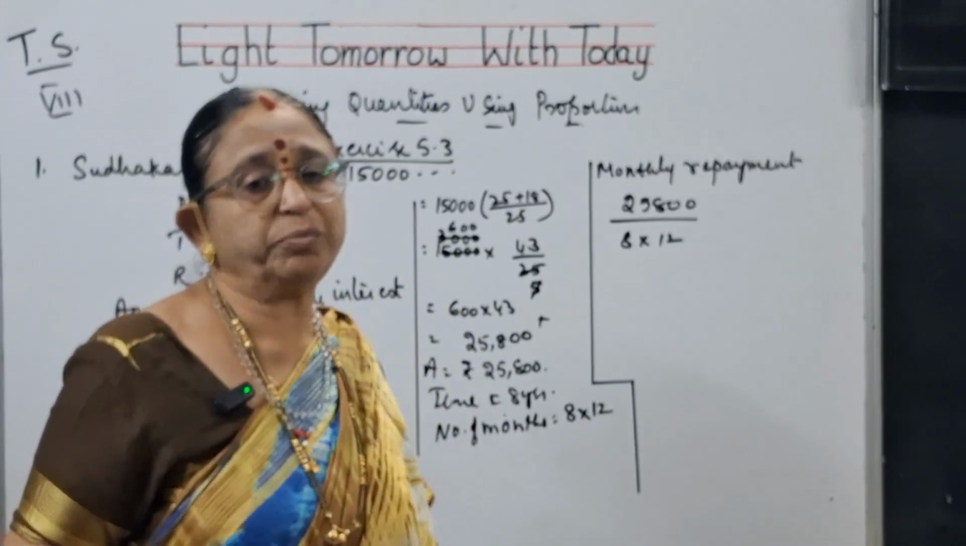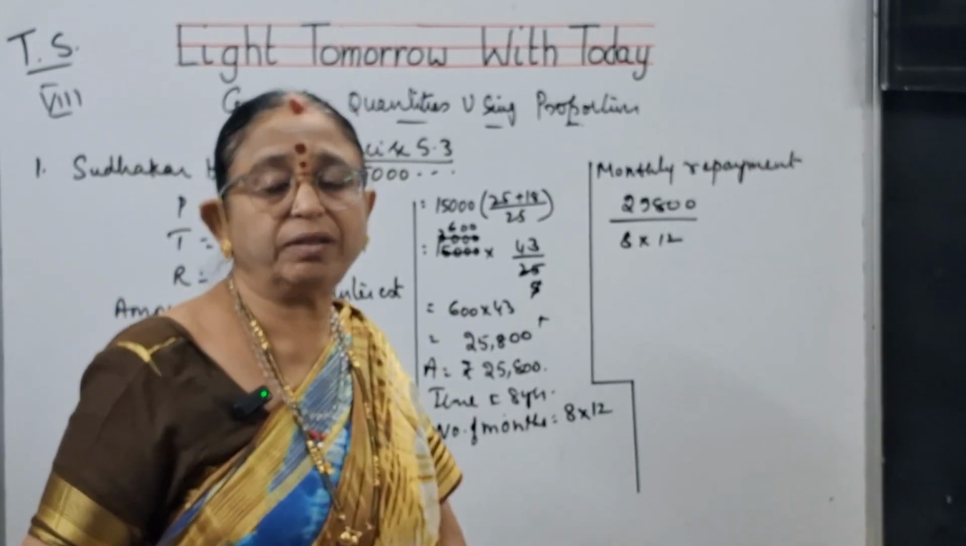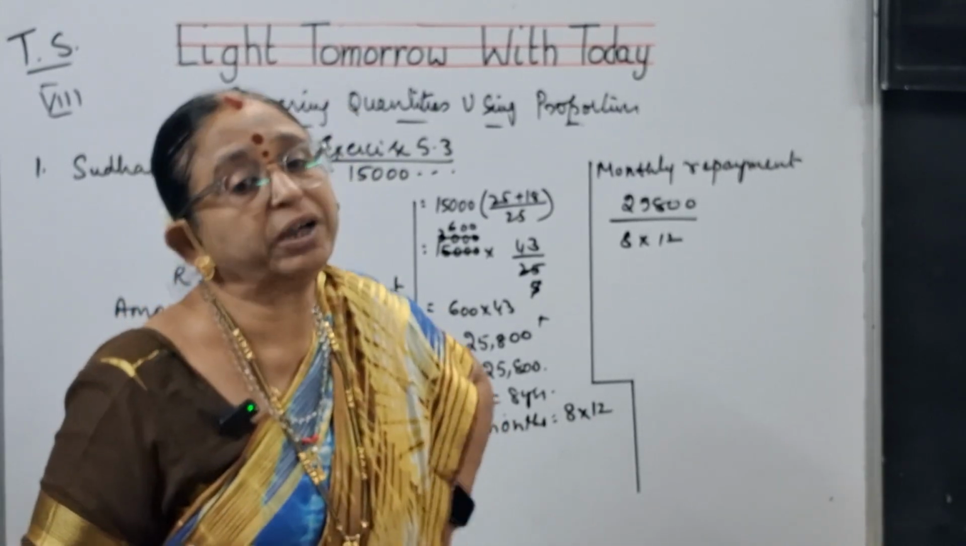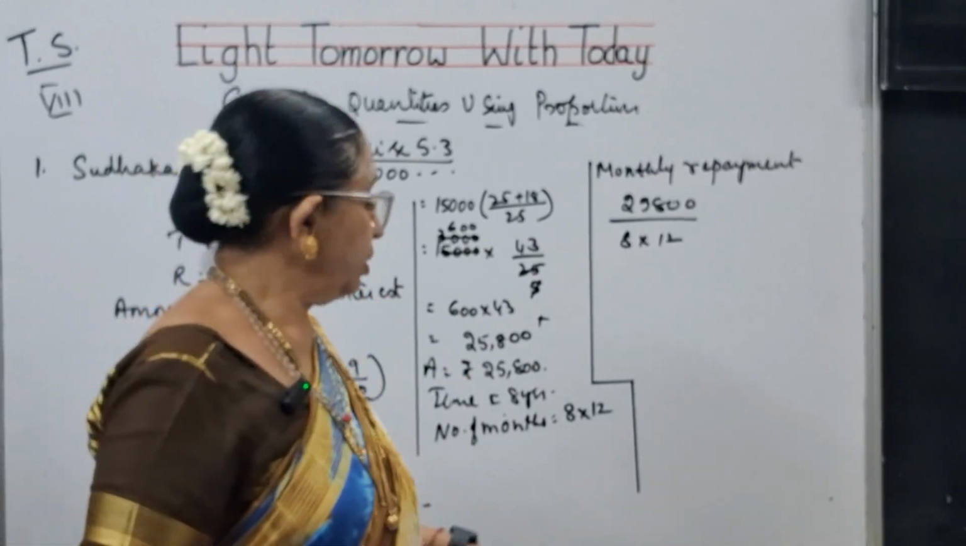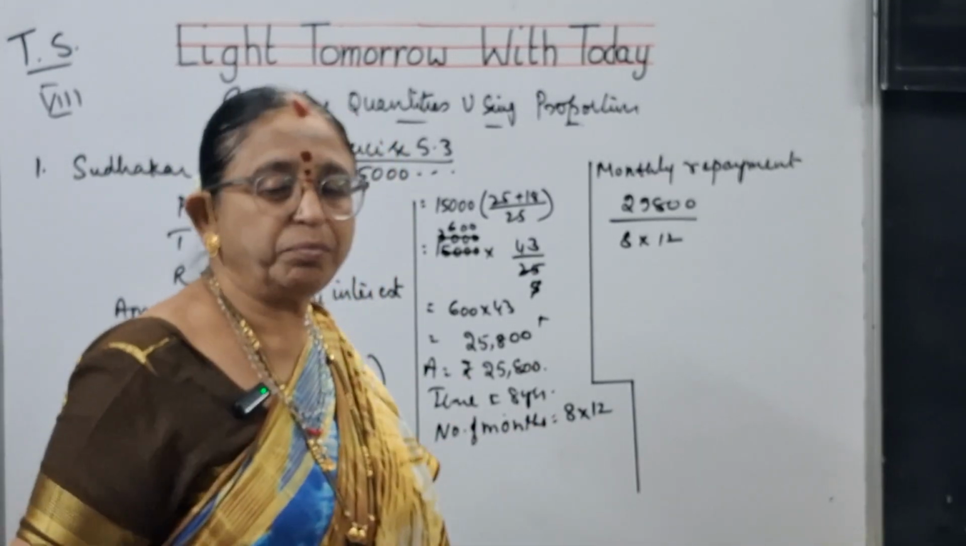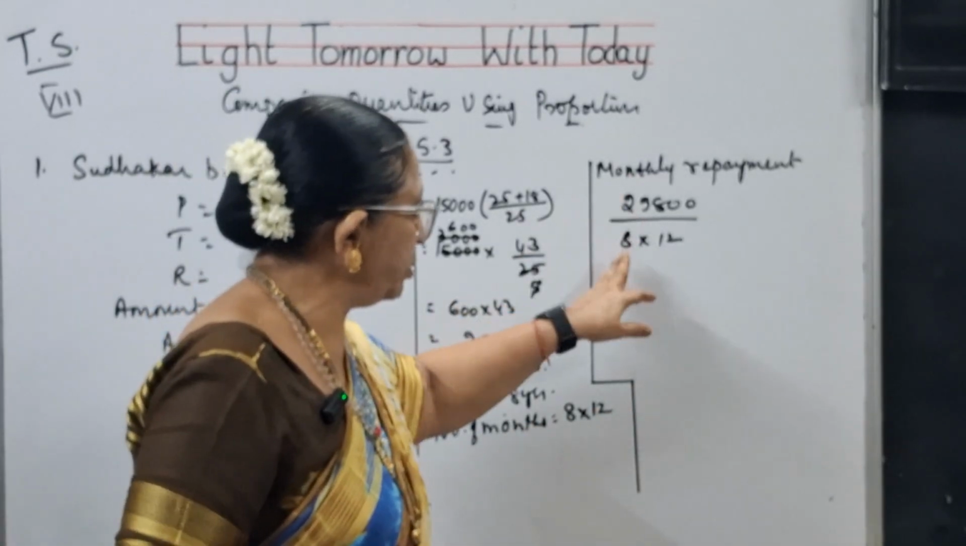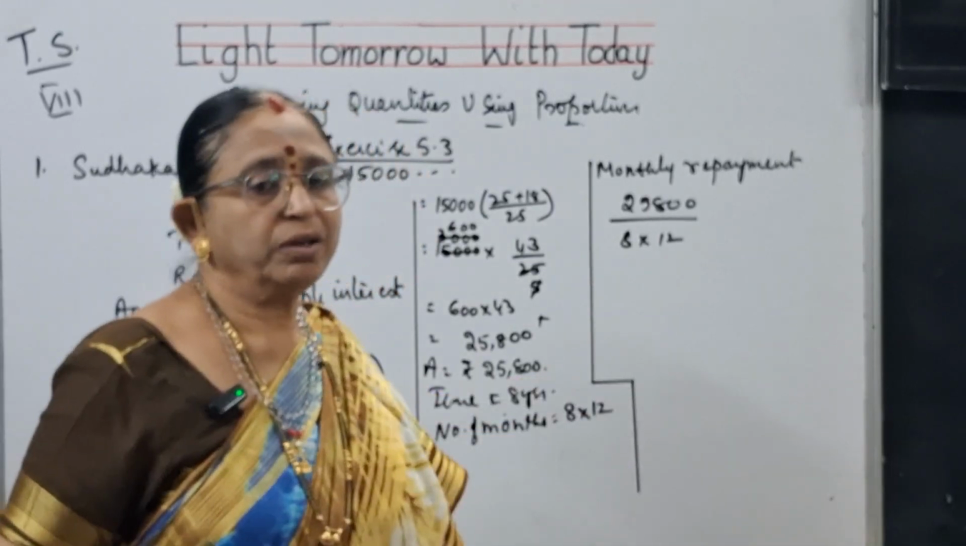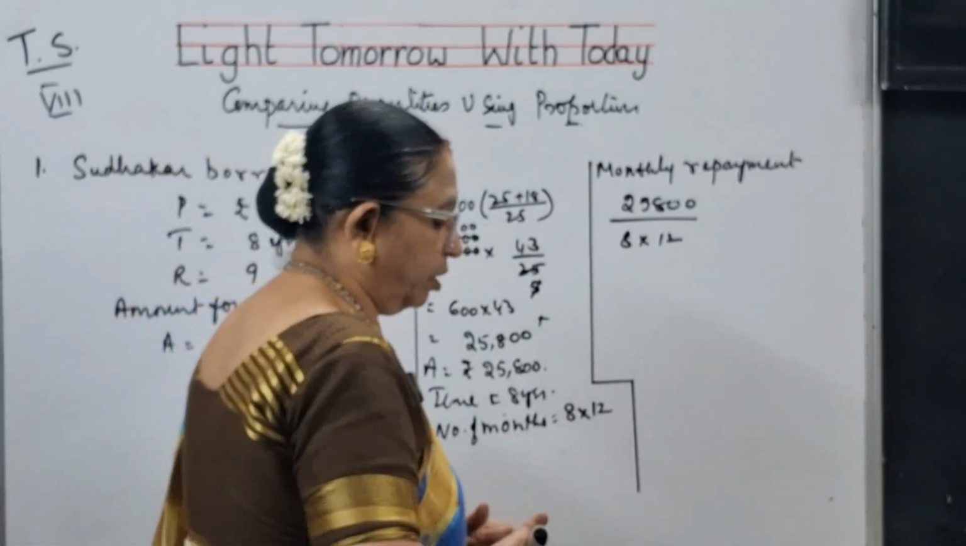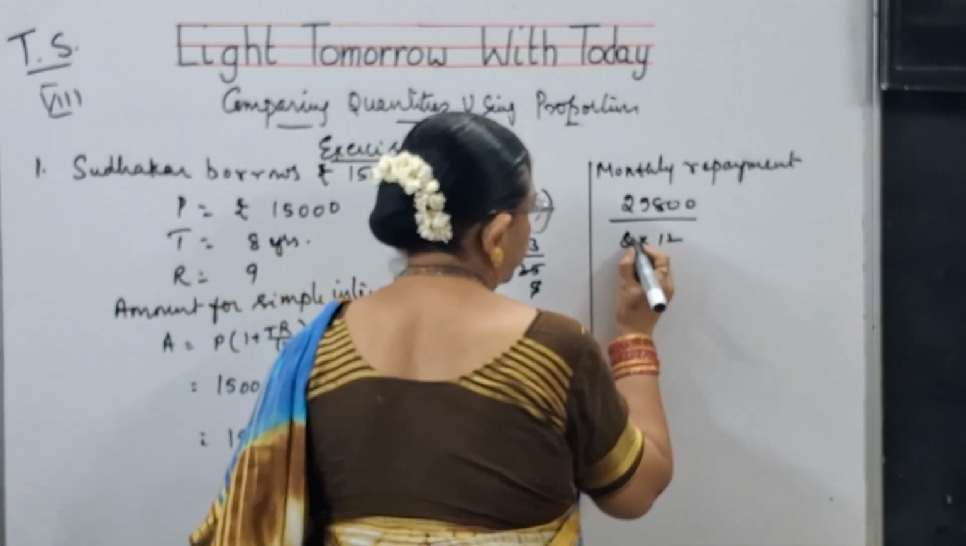1 year means 12 months. 8 years each month they are saying. So total 8 years should be converted into months. So 8 into 12. I am not multiplying here because cancellation will be easy if you have smaller numbers. So I kept it like this. So now let us see here.